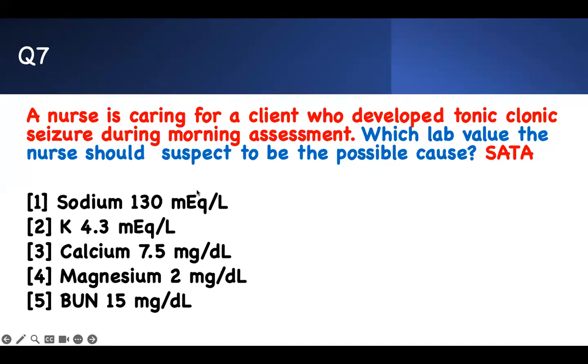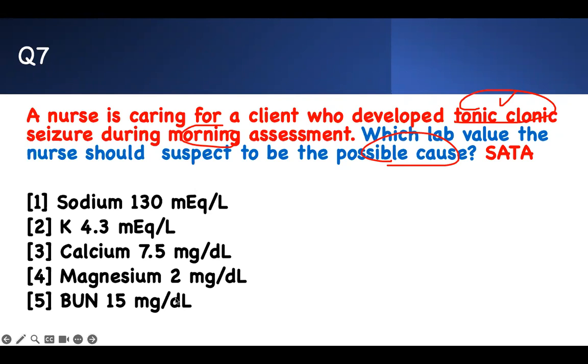Number 7, a nurse is caring for a client who developed a tonic-clonic seizure, buzzword. Morning assessment labs. Which lab value should the nurse suspect to be the possible cause? Patient all of a sudden has a tonic-clonic seizure for no reason. What do you think will be causing it when you get the lab work? You have to know this lab work. All this lab work is very straightforward.